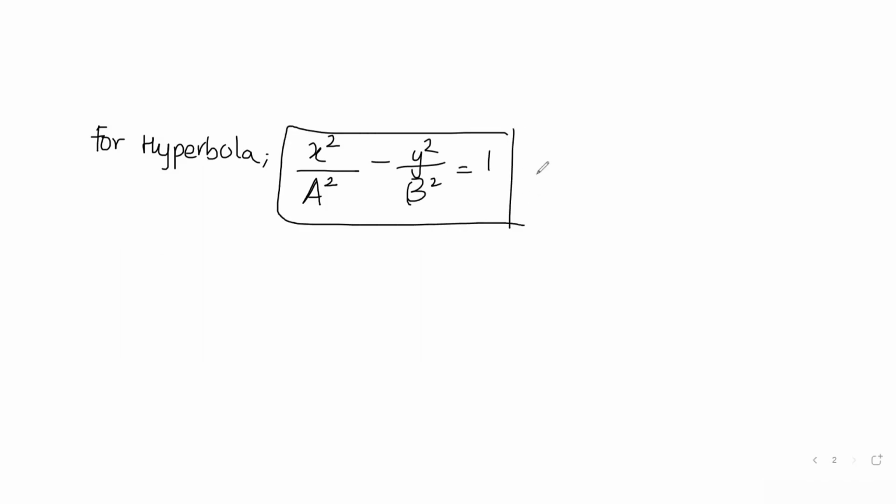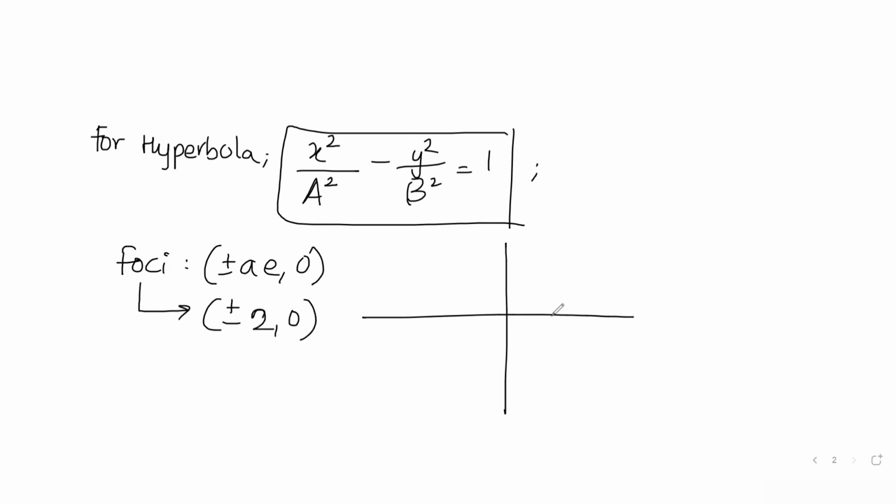We know for a general hyperbola of this kind, the foci of the hyperbola are given as plus or minus AE comma 0. And in this question, the foci of the hyperbola are given to us as plus minus 2 comma 0. So if the foci are at 2 comma 0 and minus 2 comma 0, the distance between the two foci is 4 units, because here you have a distance of 2 units and to the left also 2 units. So the total distance between the two foci is 4.